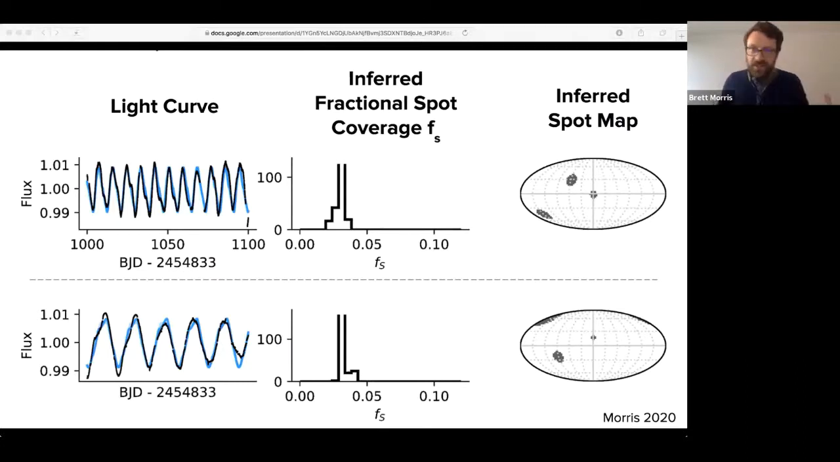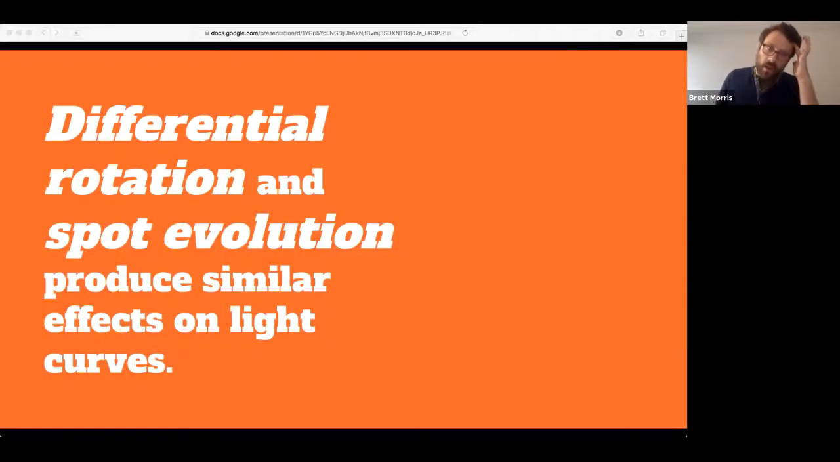Now, why am I telling you all of this? I'm telling you all of this because there are some things that we want to be able to measure about star spots. One is differential rotation, and the other is spot evolution. We know that star spots, if they behave like the sun's spots, will emerge and decay on some timescale. We know that there are some exceptions to that in the stellar astrophysics world.